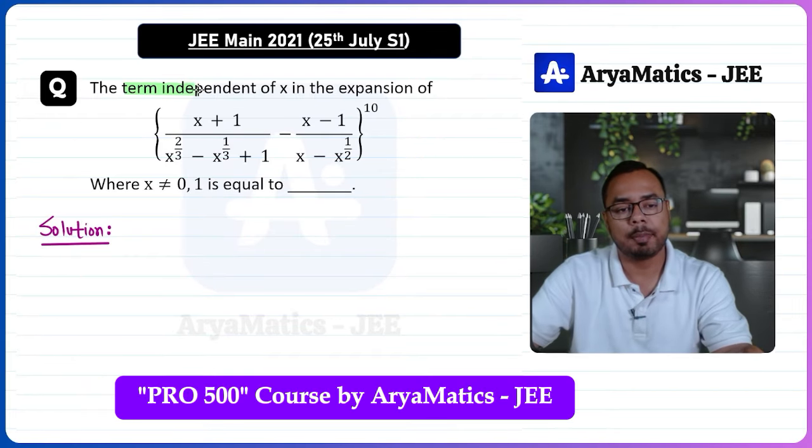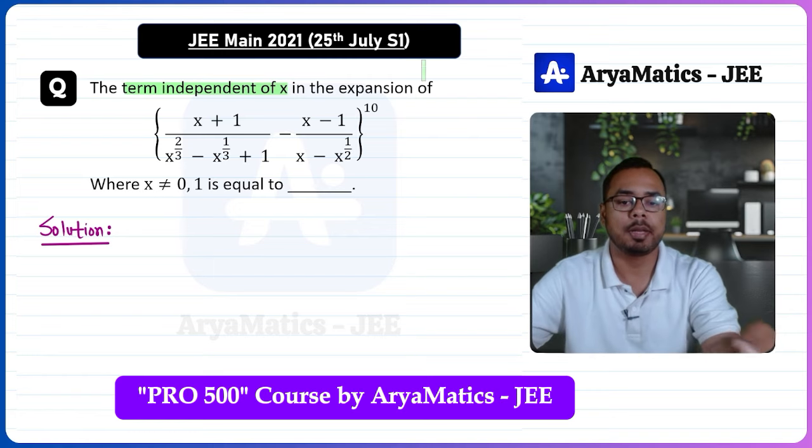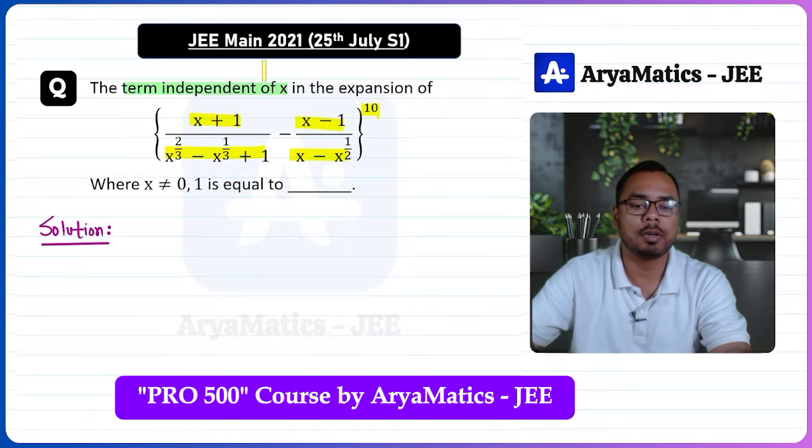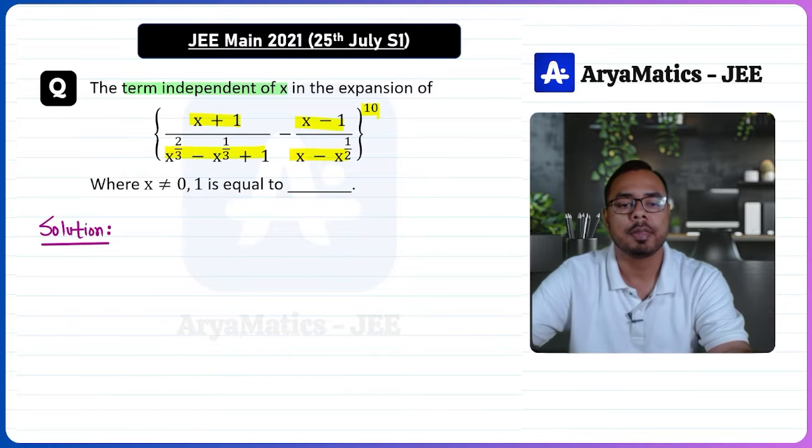Find the term independent of x. Term independent of x means the constant term in the binomial expansion of this one. Now, this is a problem from JEE Main 2021, but exactly the same problem has been asked in JEE Main multiple times, most recently in JEE Main 2025.